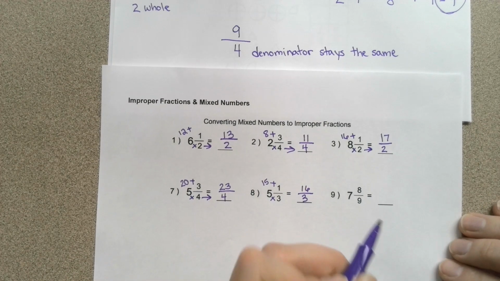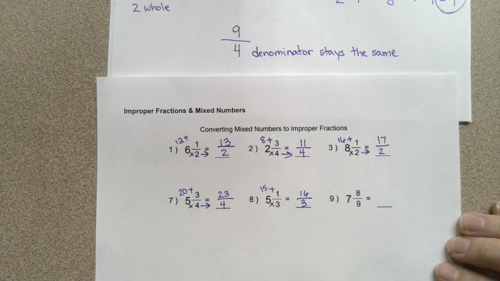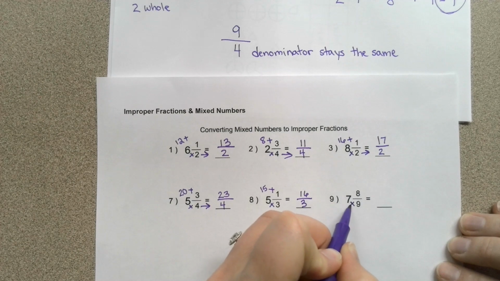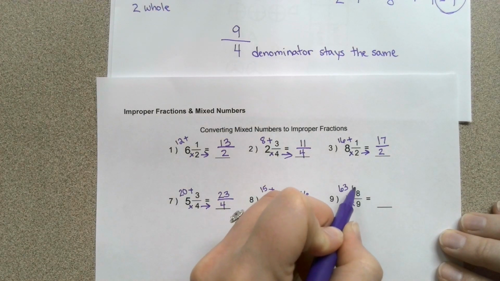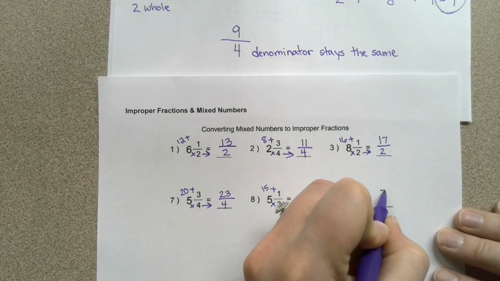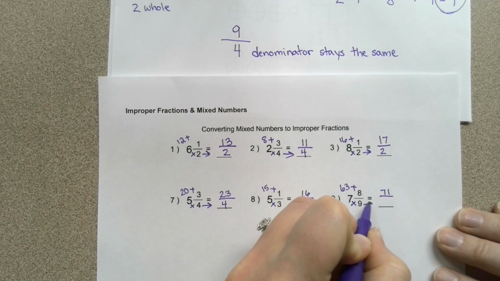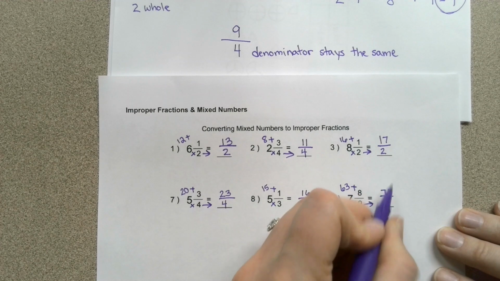Last one. Even when we have more challenging numbers to multiply, the process is still the same. Bottom times the side, so 9 times 7 is 63. Add that top number, 63 plus 8 gives us 71. Denominator stays the same. Bottom times the side, add the top, boom, boom.